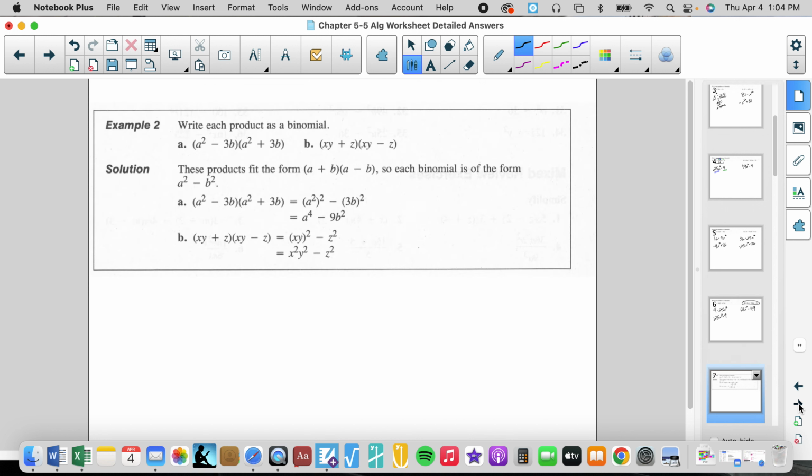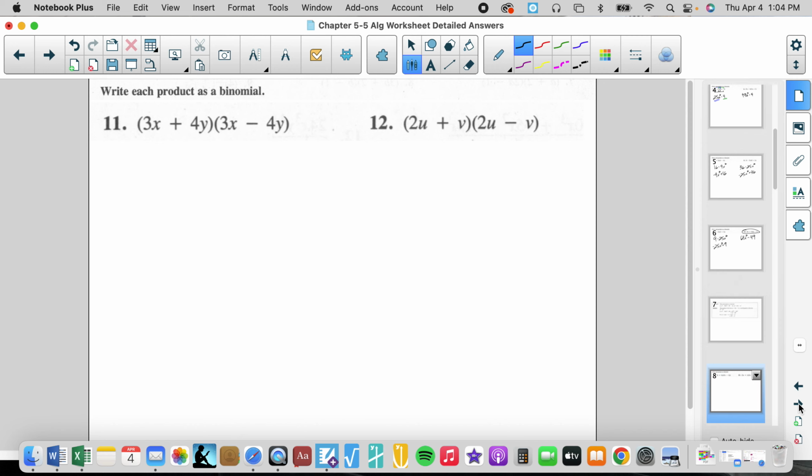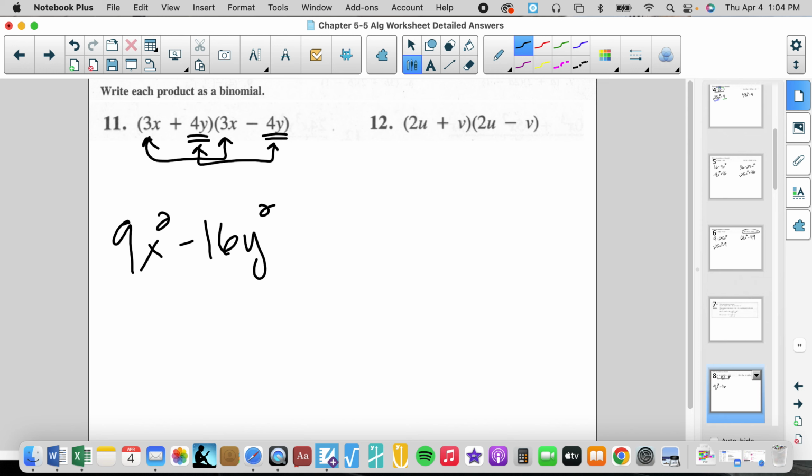Now, let's see what here. So just because we introduce a variable as our second term doesn't change anything. We're still going to multiply the firsts, which is 9x squared, and we're still going to multiply the lasts, which is negative 16y squared. Positive 4 times negative 4 is always going to produce a negative. This will always be a difference because we're multiplying signs that are opposite of each other, which produce negative signs. So this is 4u squared minus v squared.